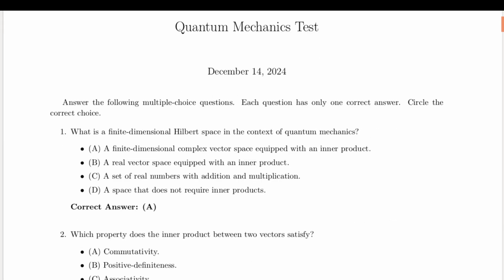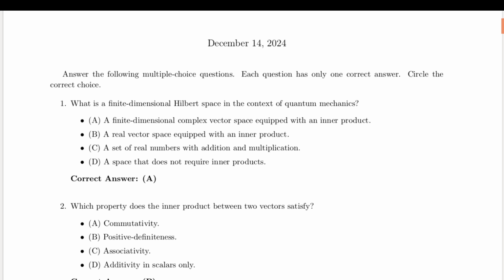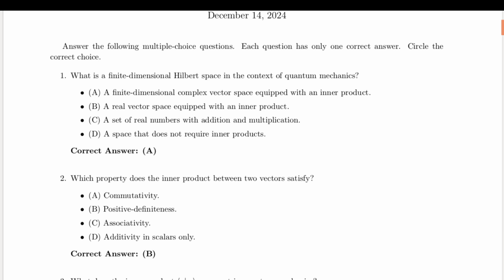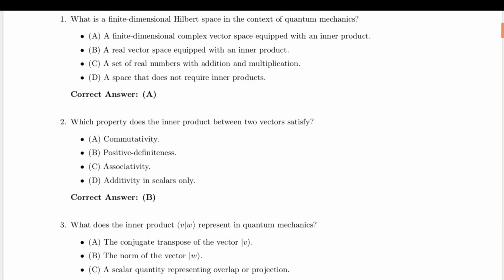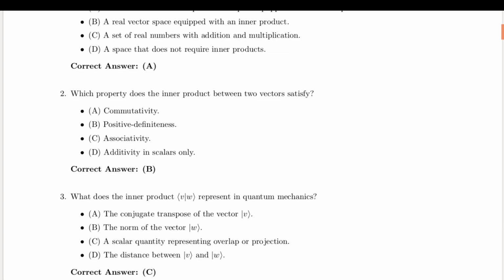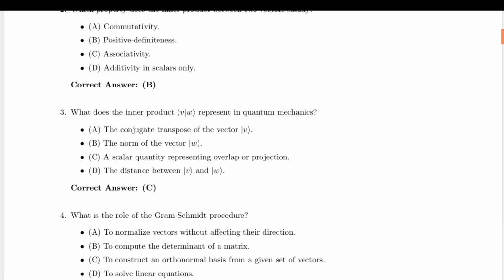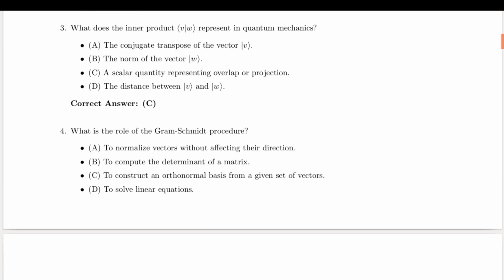We begin with the Hilbert space, the mathematical foundation of quantum mechanics. This is where quantum states live and evolve. A Hilbert space is a complex vector space with an inner product, allowing us to measure things like probabilities and overlaps between states. Key features of Hilbert spaces: vectors in Dirac notation.